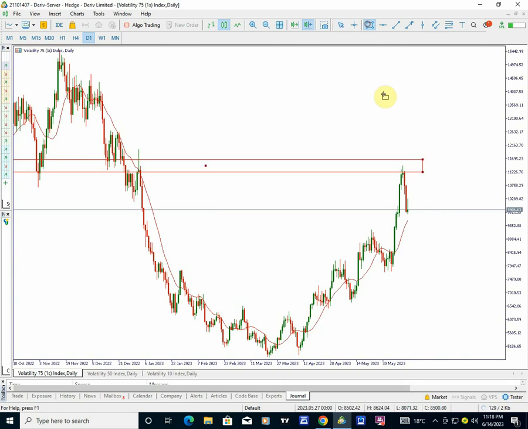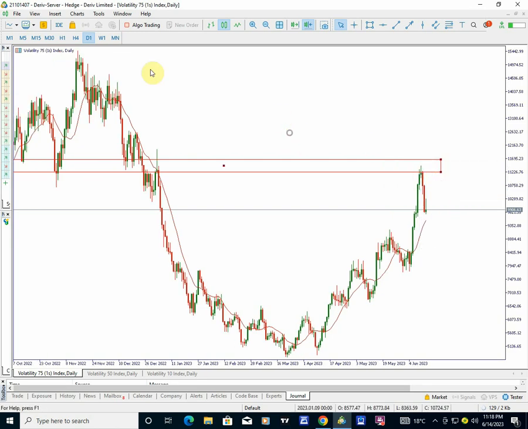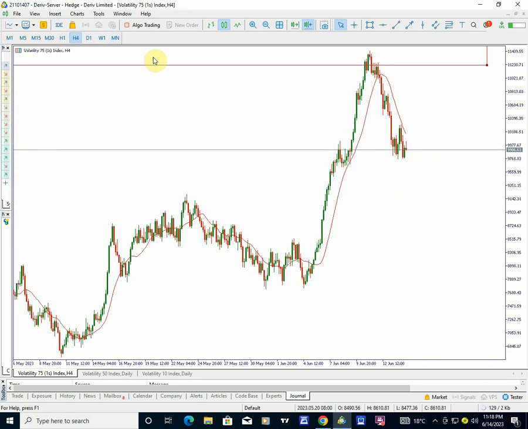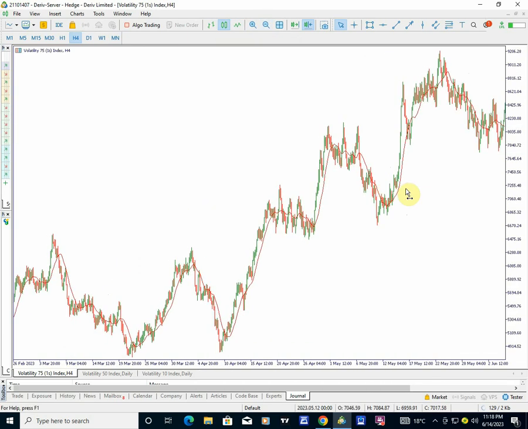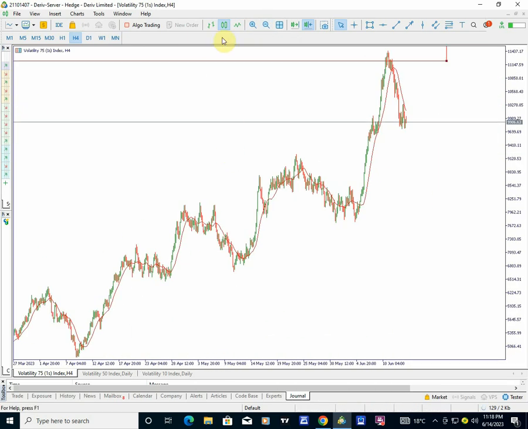So I'm going to show you how you could have gotten an entry here, and it's something I do almost all the time. Firstly, it can be on a bigger time frame, which is 4 hour or daily, where I'm going to look for those major zones.